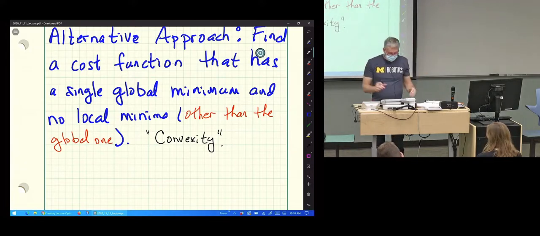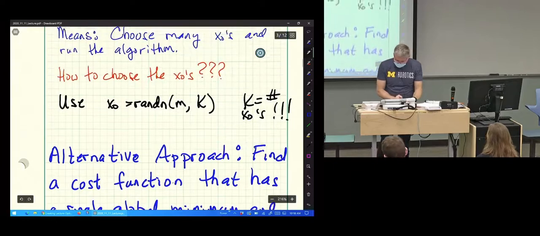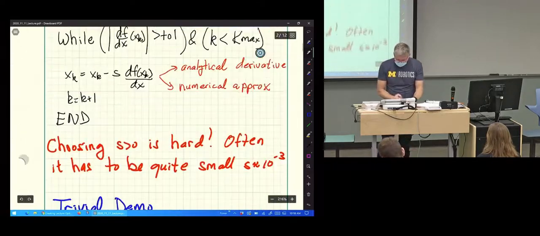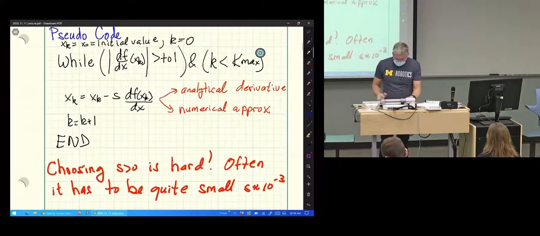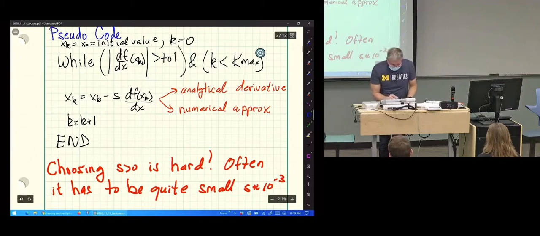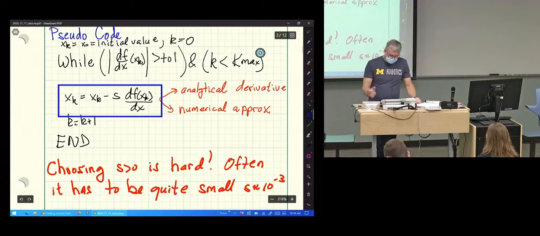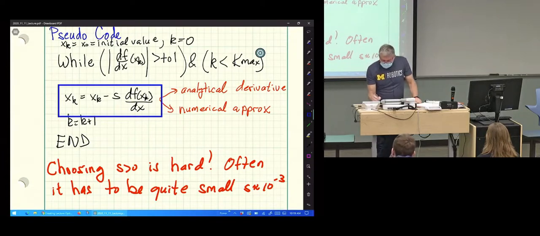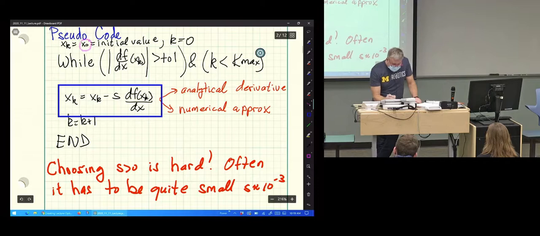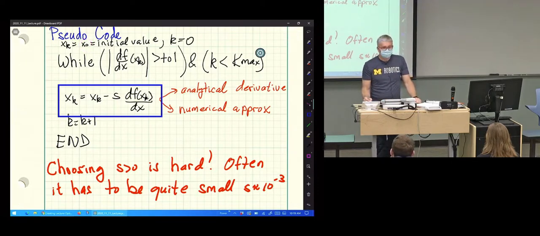So, scalar problems. Here's the algorithm. It's very straightforward to implement. Maybe it converges, maybe it doesn't. You tweak. S is at your disposal, and where you start is at your disposal. That's about all you've got going for you, okay?